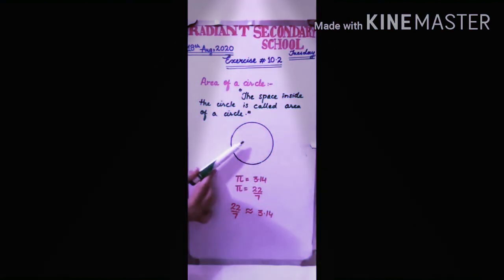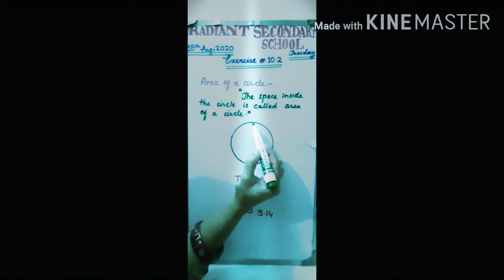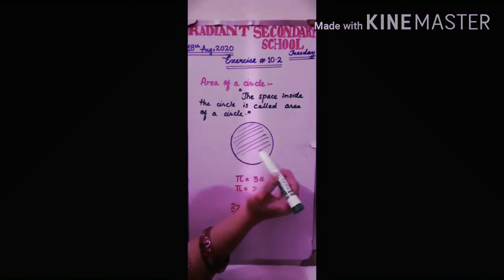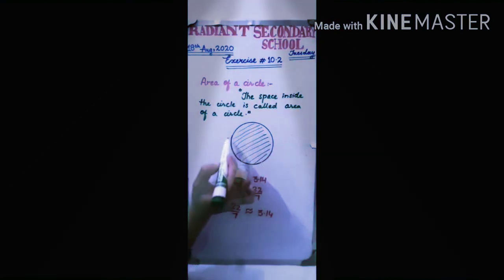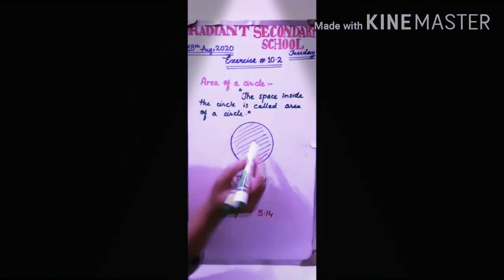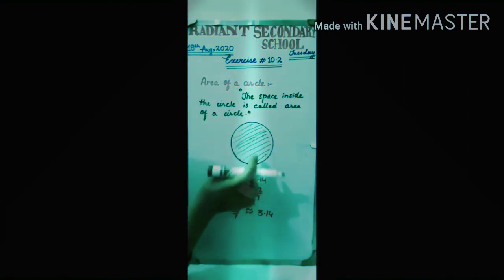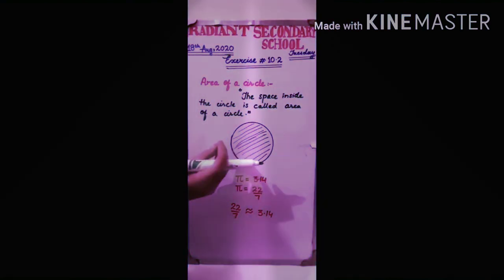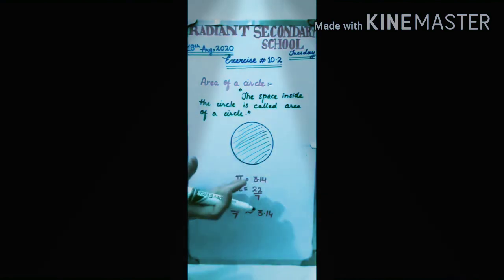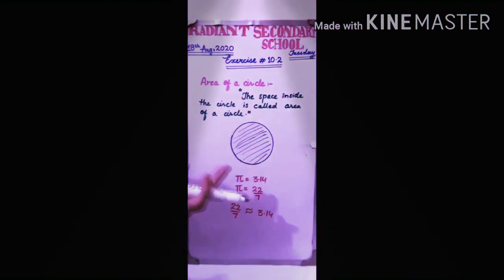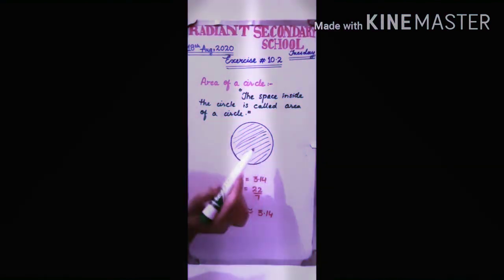Okay, look at this circle. If I am drawing these green lines inside this circle, so inside this circular boundary, the space inside this circle is called area of that circle. Or you can say the space inside it in any shape. Any shape is there, so we will call this the area of that shape.